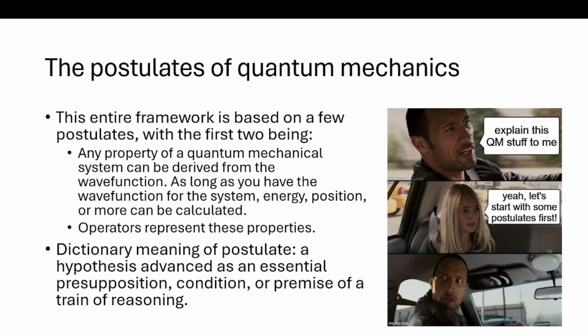Now, while all of this motion stuff sounds cool, we first have to talk about the base postulates of what we're looking into. The entire framework of quantum mechanics is based on these first two postulates, which is that if you have any quantum mechanical system, as long as you have the exact wave function, not approximate, exact wave function, you can derive any property of it that you want.